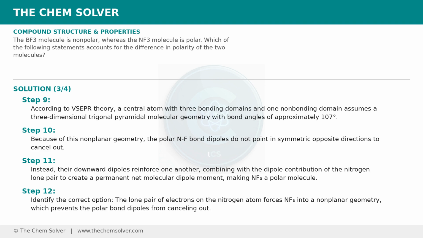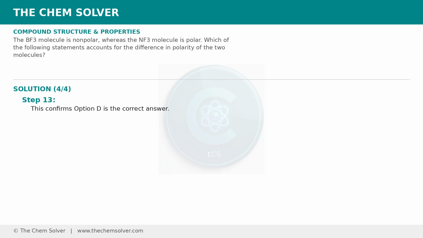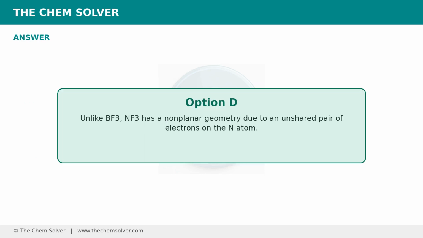Identify the correct option. The lone pair of electrons on the nitrogen atom forces NF3 into a nonplanar geometry, which prevents the polar bond dipoles from canceling out. This confirms option D is the correct answer. The correct answer is option D. Unlike BF3, NF3 has a nonplanar geometry due to an unshared pair of electrons on the N atom.